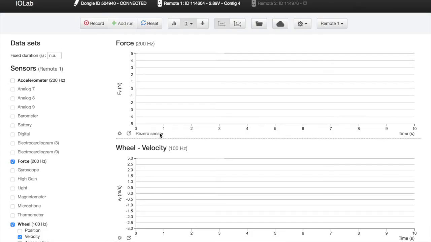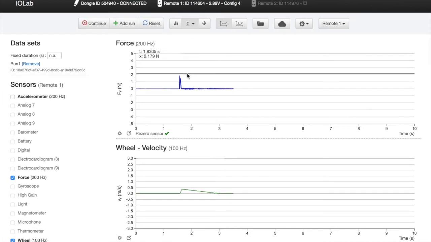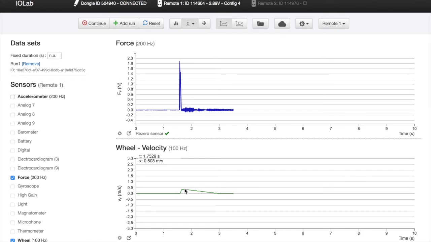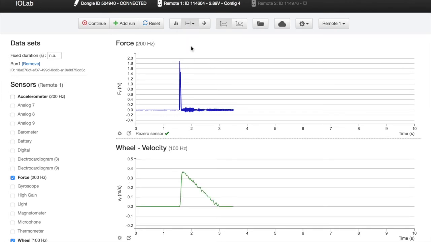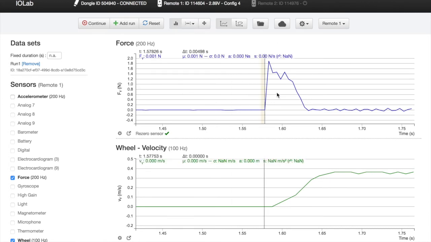So in the software, remember to zero the force sensor, and then we can record. Then after recording the impulse, we can zoom in the vertical direction for both of the graphs, as well as the horizontal direction. And then using the histogram tool, we can highlight the section that interests us. And for the force versus time graph, we can obtain the area under the curve, which is given by the A. And as for the velocity, we can also look at the graph to obtain the change in velocity.